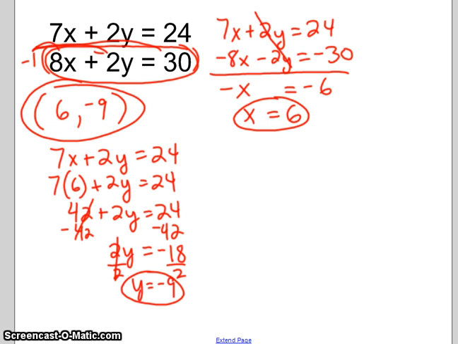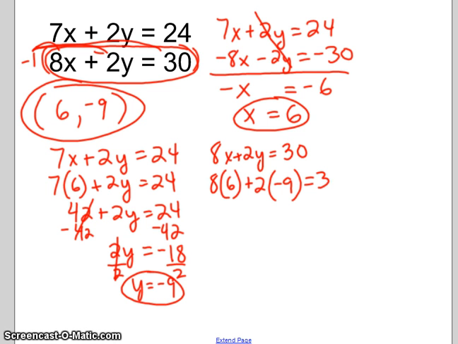Okay, we can always check it. 8x plus 2y equals 30. 8 times 6 plus 2 times negative 9 equals 30. 8 times 6 is 48. 2 times negative 9 is negative 18. 48 plus negative 18, or 48 minus 18, is 30. And we got it right.